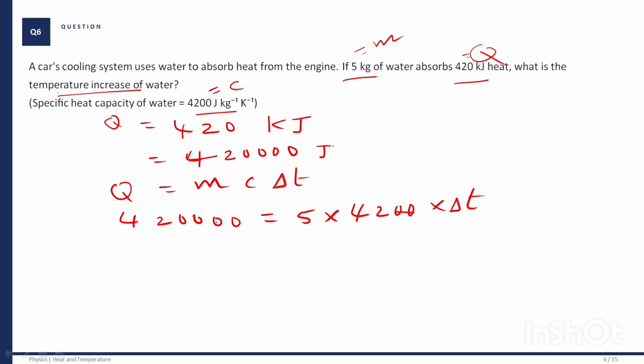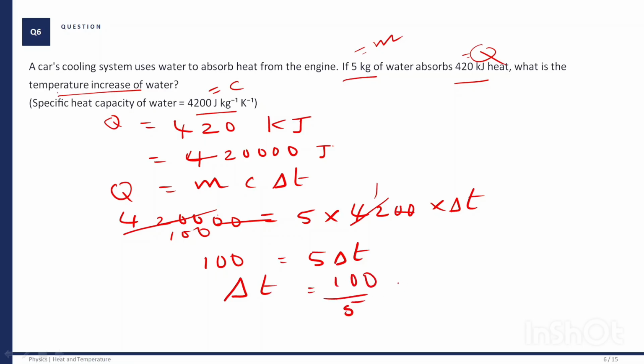Two zeros get cancelled. 42 ones are 42, 42 hundreds is 4200. We have 100 equal to 5 delta T. Delta T equal to 100 by 5, that equals 20 degree Celsius. So what we have done in this, we found the difference in the temperature. What is given in the question? Mass, heat energy, and specific heat capacity of water.